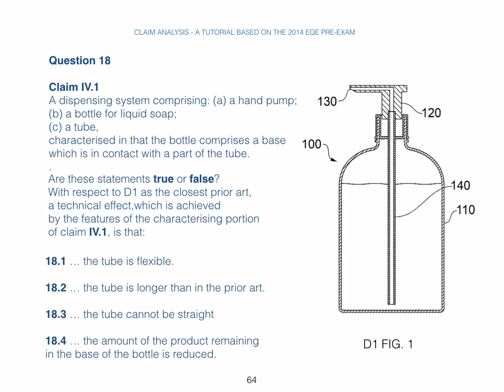Is flexibility described as a technical effect? Is flexibility a feature of the tube? Second proposition: the tube is longer than in the prior art. Now, length is relative, and it's very difficult to see how the length of the tube could be related to that feature of the claim. But you answer true or false.